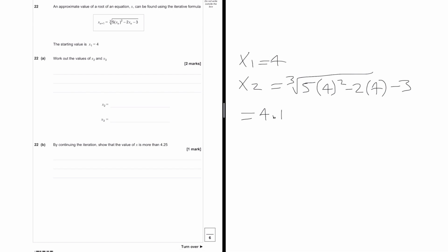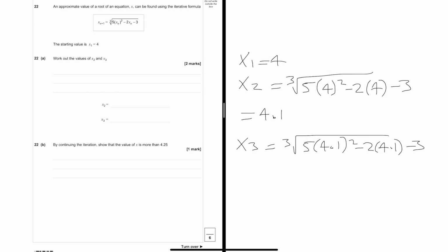And then we're going to work out x3. So for x3, every time we see xn, it's going to be x2. So we have cube root of 5 times 4.1 squared minus 2 times 4.1 minus 3. And when we work that out, I get that to be 4.17. So for this part A, we have 4.1 and 4.17.